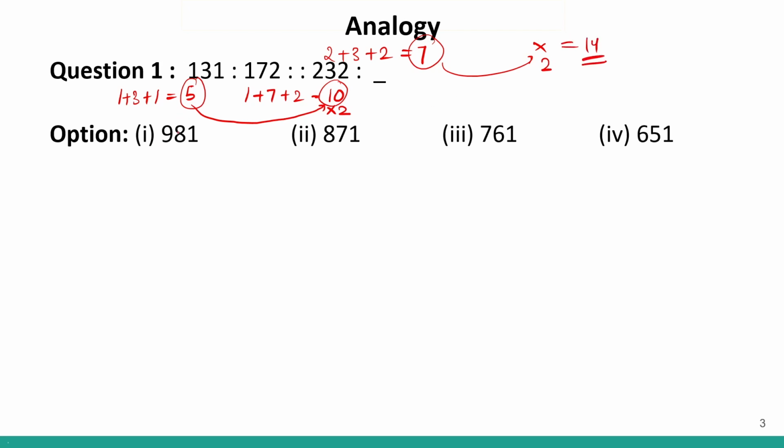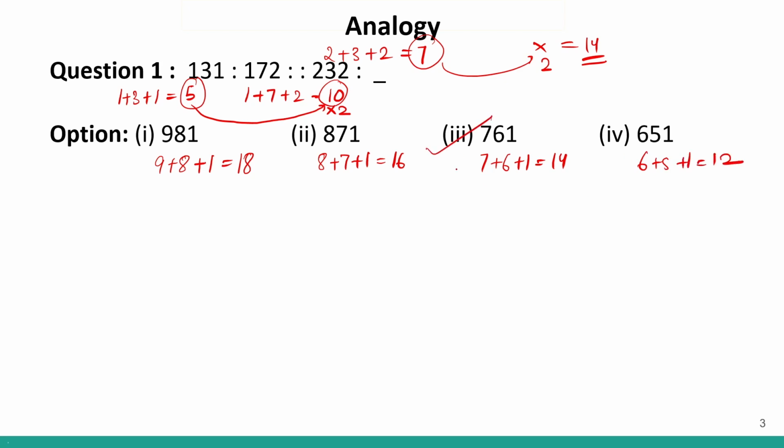So if I look over here, 9 plus 8 plus 1. The sum of the digits is what? 9 plus 9, 18. 8 plus 7 plus 1, so 8 plus 8, 16. 7 plus 6 plus 1, so 7 plus 7, 14. And 6 plus 5 plus 1, so 6 plus 6, that is 12.